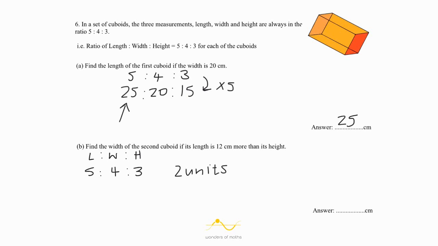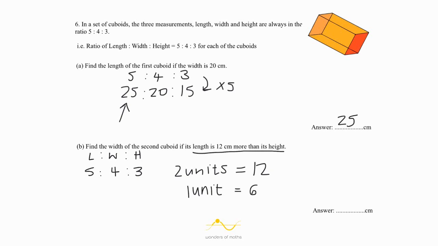We also know that these 2 units are equal to 12 centimeters, as in the question it says that the length is 12 centimeters more than the height. If 2 units is equal to 12, then 1 unit must be equal to 6.